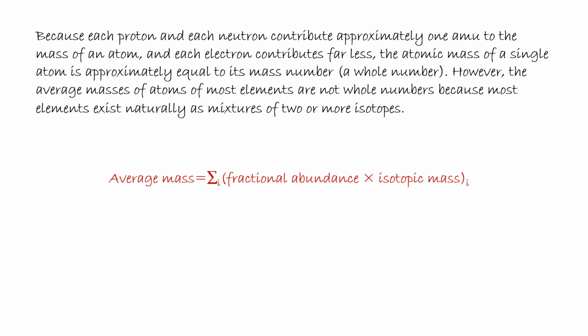Because each proton and each neutron contribute approximately 1 atomic mass unit to the mass of an atom, and each electron contributes far less, the atomic mass of a single atom is approximately equal to its mass number, a whole number. However, the average masses of atoms of most elements are not whole numbers, because most elements exist naturally as a mixture of two or more isotopes. The average mass will be equal to the sum of the fraction of abundance times the isotope mass.